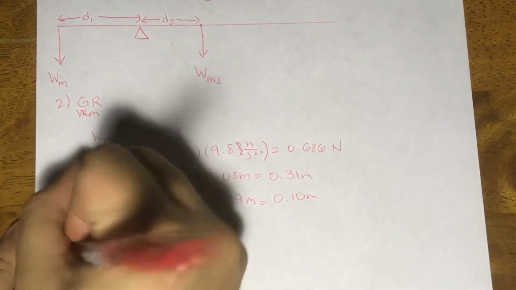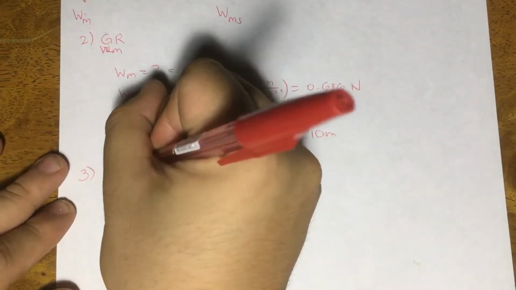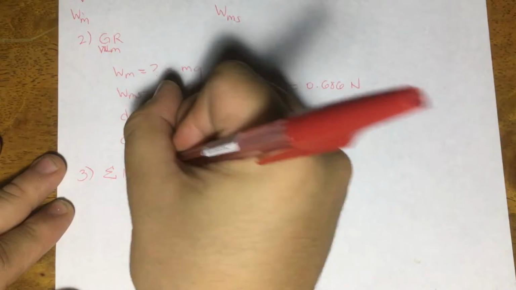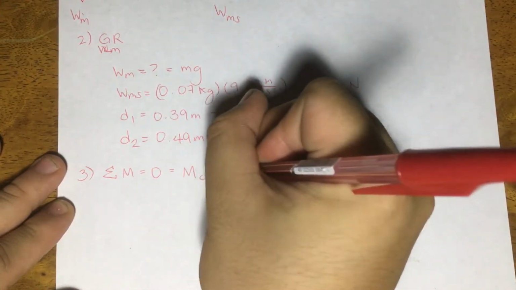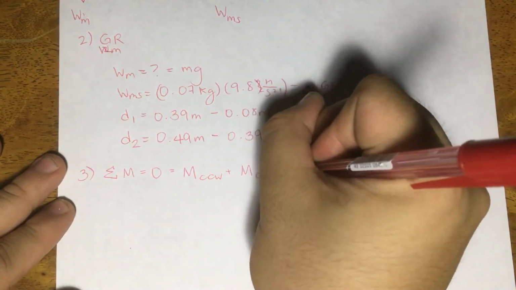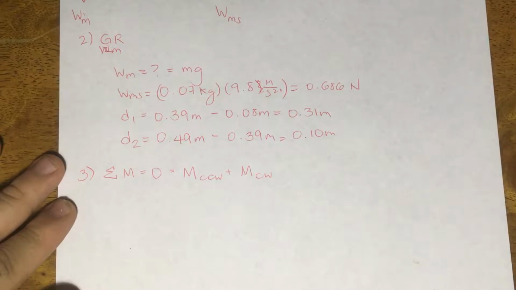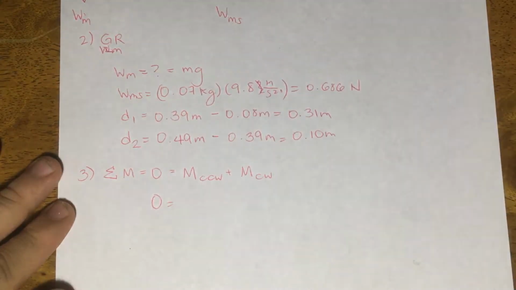Now we solve. What equation do we use? There's only one equation to use here. Moments is equal to 0, which is equal to the moments counterclockwise, which is positive, plus the moments clockwise, which is negative. Okay? So you know that 0 is equal to the moments counterclockwise.